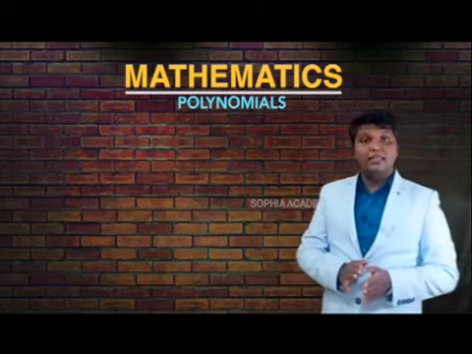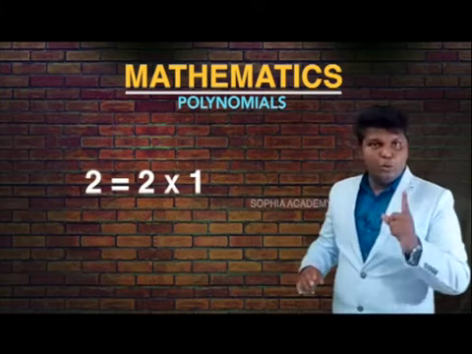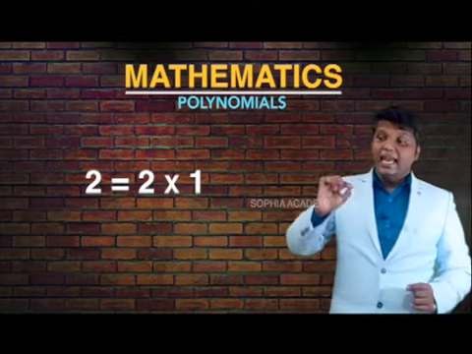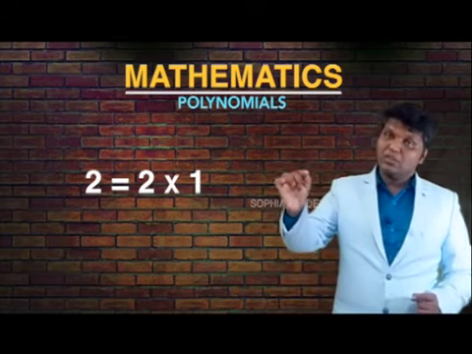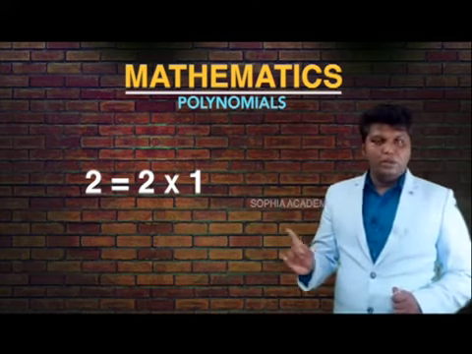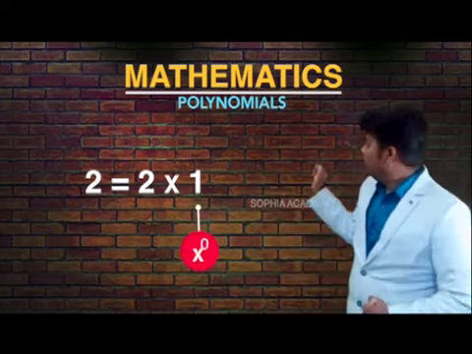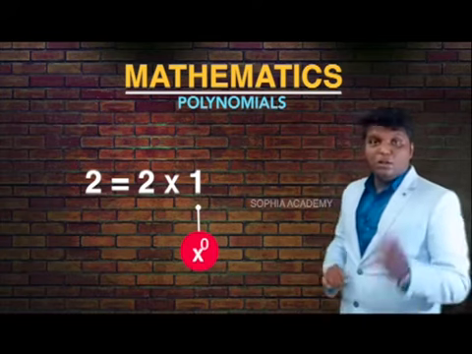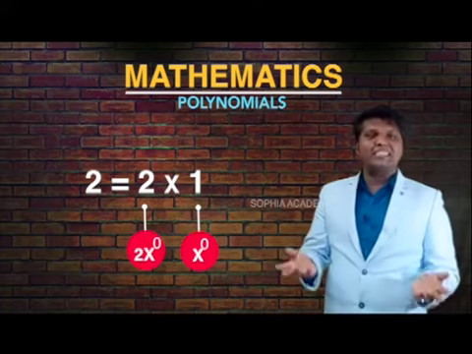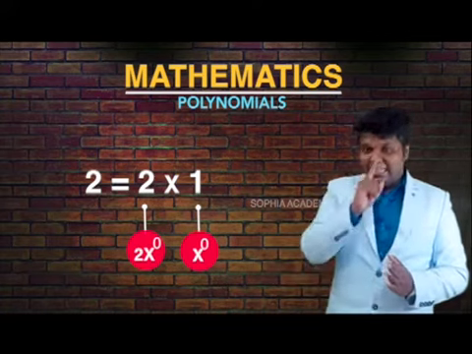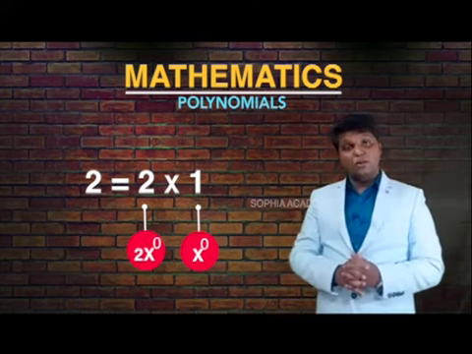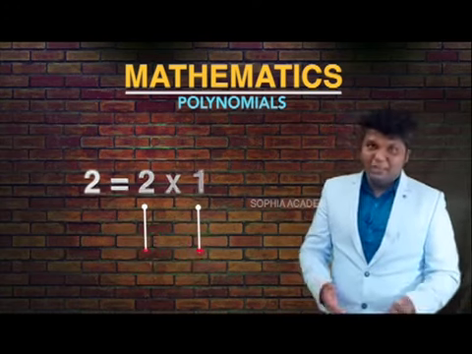Even though the variable part is missing, actually 2 can be written as 2 into 1, isn't it? 2 can be written as 2 into 1. And in our 8th class, we have studied any number raised to 0, or any letter raised to the power of 0, is regarded as 1. Any number raised to 0 is equal to 1. So here, instead of 1, we can write it as x raised to 0. So 2 means 2x raised to 0. So there is an x term there. There is a variable. There is a hidden variable. So we can say, even if you are taking constant numbers, those numbers are also regarded as polynomials.